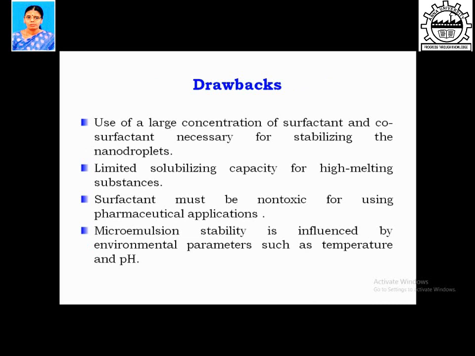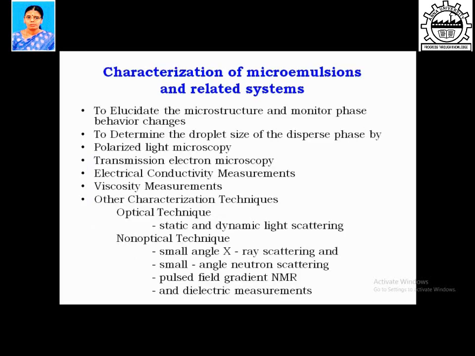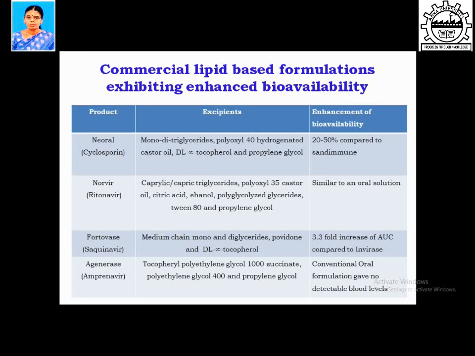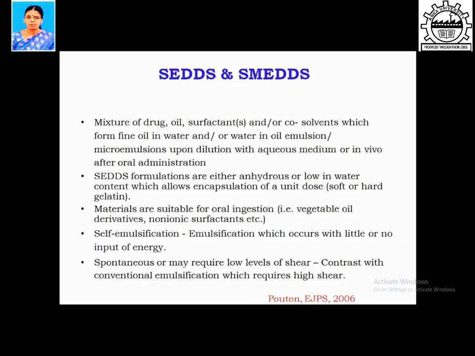But there are certain drawbacks also with the microemulsion. A large concentration of surfactant and co-surfactant is necessary for stabilizing the microparticle, and there is limited solubilizing capacity for high melting substances. Because for high melting substances you have to go for a high melting temperature, then it will produce limited solubilizing capacity. The surfactant must be non-toxic for pharmaceutical applications. And these are the characterization of the microemulsions. And this slide gives the commercially available lipid-based formulations having enhanced bioavailability.